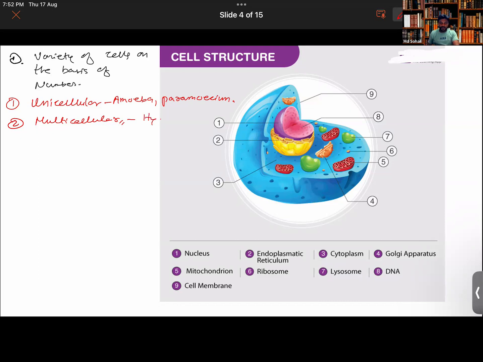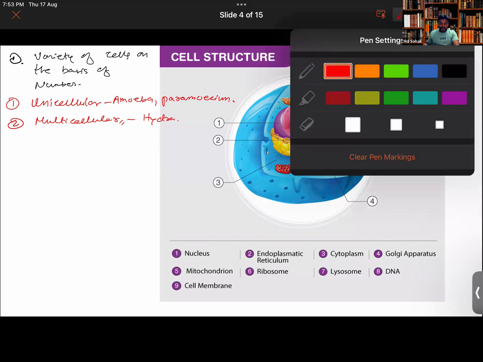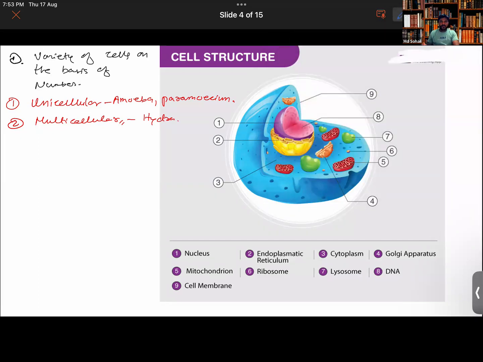Even if it's an animal, it is made up of cells, whether it's an animal or a plant. Amoeba is made up of only one cell. Paramecium is also unicellular, made up of only one cell. While hydra, in fact, is not microscopic. You can actually see it, right?